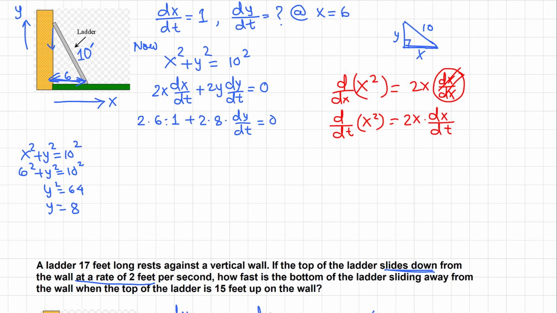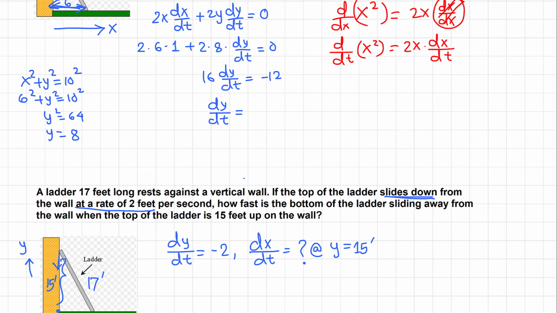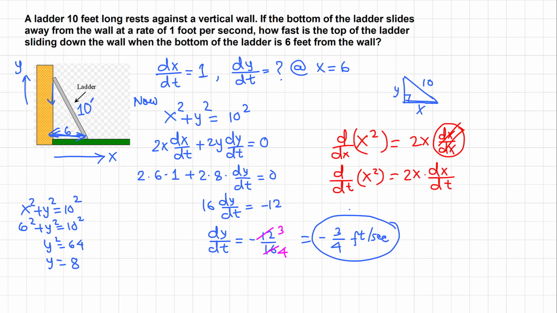This is 12. Subtract 12 from both sides. This is 16. Now divide by 16. So negative 12 over 16. We can reduce into the smallest terms. 4 goes 3 times, 4 goes 4 times. That means it is negative 3 over 4, 3/4 feet per second. Okay, that's the answer. And negative means this y distance is decreasing, as expected.